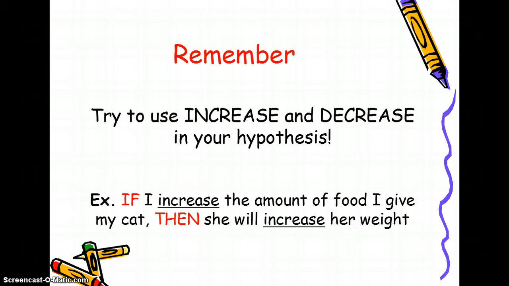Try, for many of your hypotheses when you make them, to use the words increase or decrease, because this will make your hypothesis much more specific and much easier to measure. So for example, with the feeding your cat example, if I increase the amount of food I give my cat, then she will increase her weight. That we can measure, that we can do an experiment around.